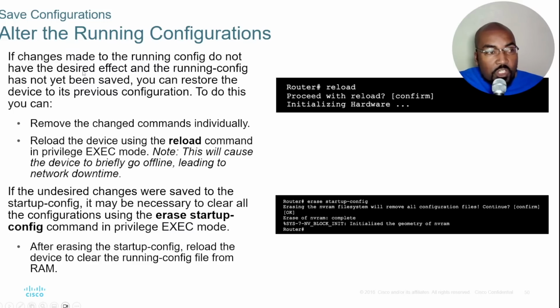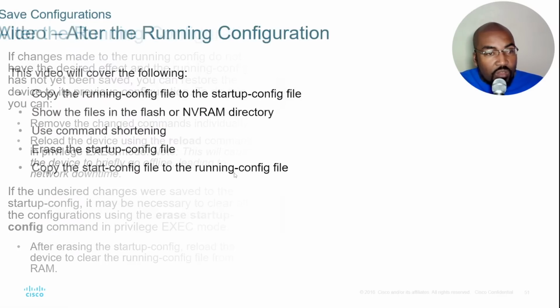Altering the running configuration. If changes made to the running config do not have the desired effect and the running config has not yet been saved, you can restore the device to its previous configuration. To do this, you remove the change commands individually, or reload the device. So essentially, if you mess up, right, if you can't find the information, if you're not understanding where it's at, you can reload it. You can erase it and essentially try it all over again.